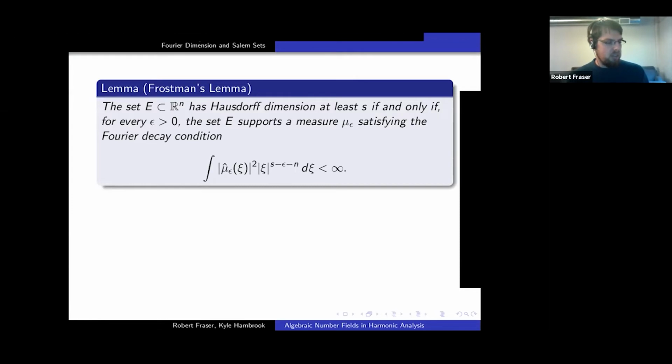So Malabika introduced the concept of Fourier dimension in her talks, but I'm just going to briefly go over it again. So the Hausdorff dimension of a set is basically the largest value of s.